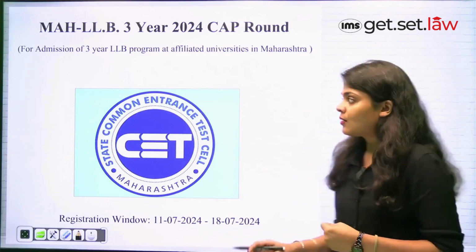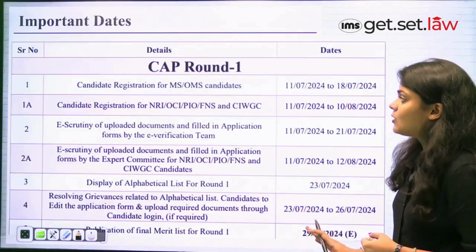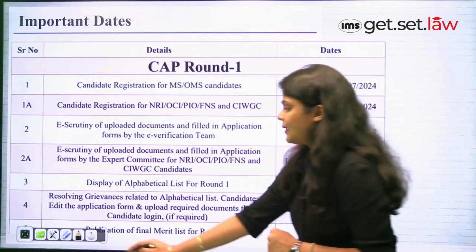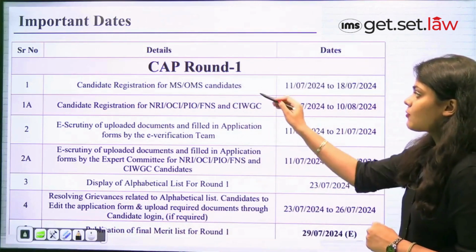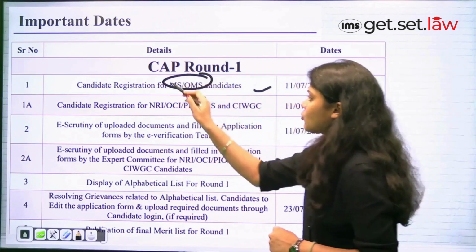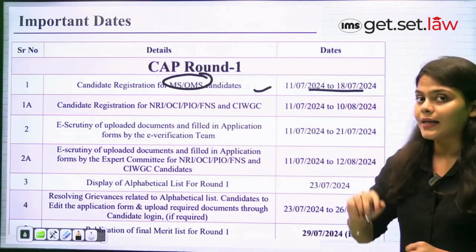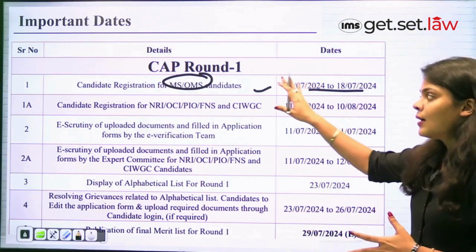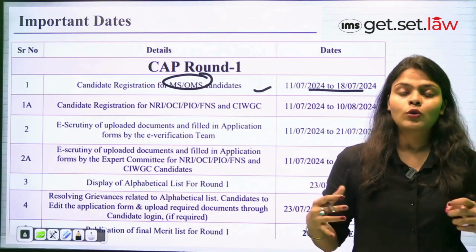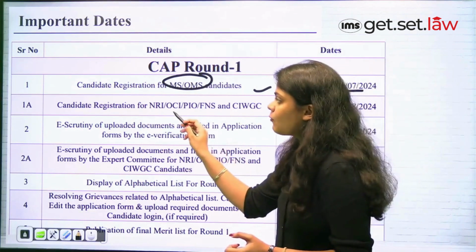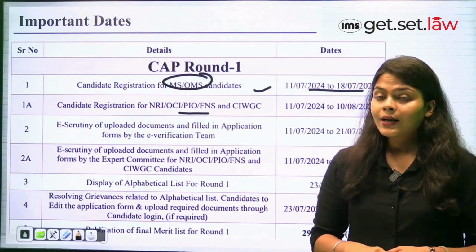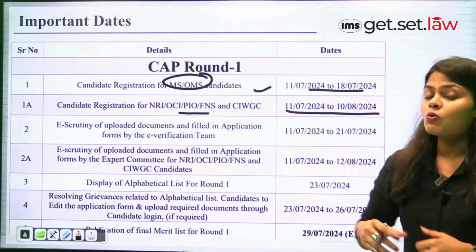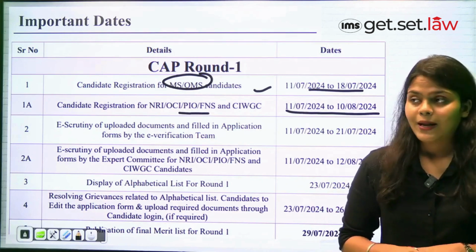Before we go to the cap round procedure, let's first discuss the timeline that is given by the CET website. First and the important thing is, for candidates belonging to Maharashtra category and outside Maharashtra, the time period that you have is 11th July to 18th of July. Your cap round is active for you. You can fill in for the cap round procedure. Then for the candidates who have applied through NRI, OCI, PIO quota and other quotas, the registration is open till 10th of August, so you can apply till then.